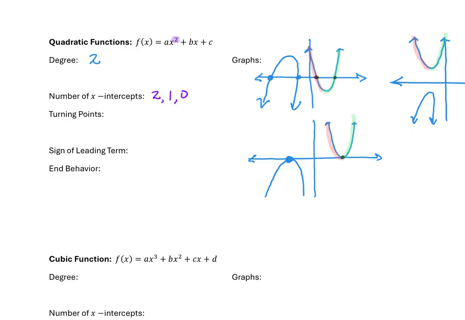When we talk about these, we do still have the same idea. We are increasing on one side of our parabola and decreasing on the other side. And so when we talk about quadratic functions, every quadratic function has one turning point.